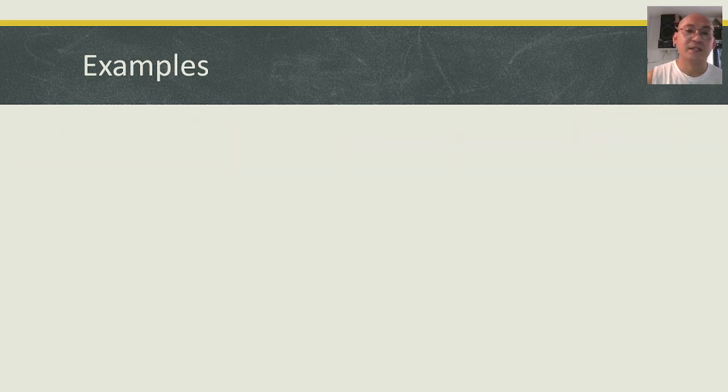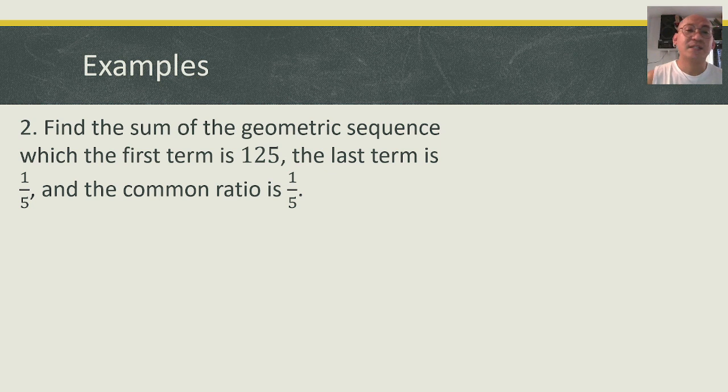Let us try another example. Find the sum of the geometric sequence in which the first term is 125, the last term is 1/5, and the common ratio is 1/5.